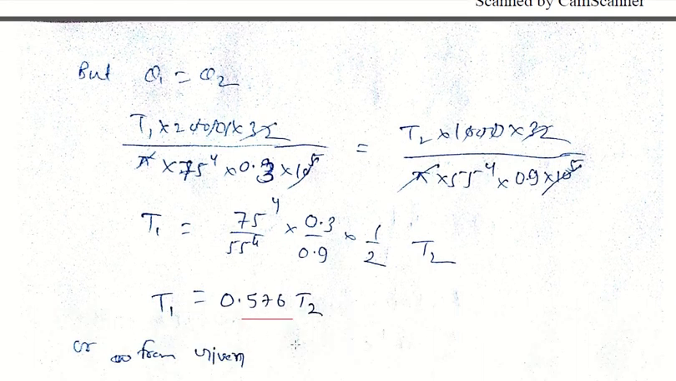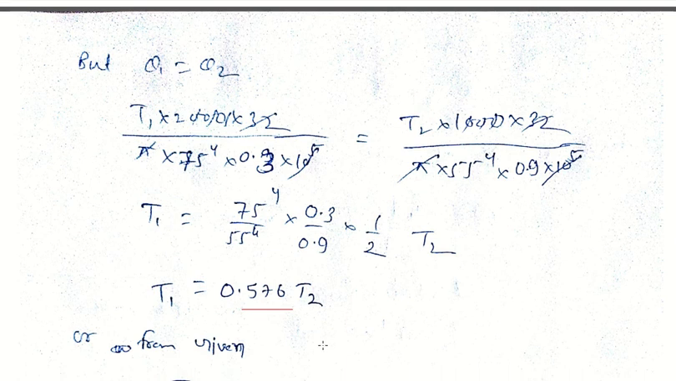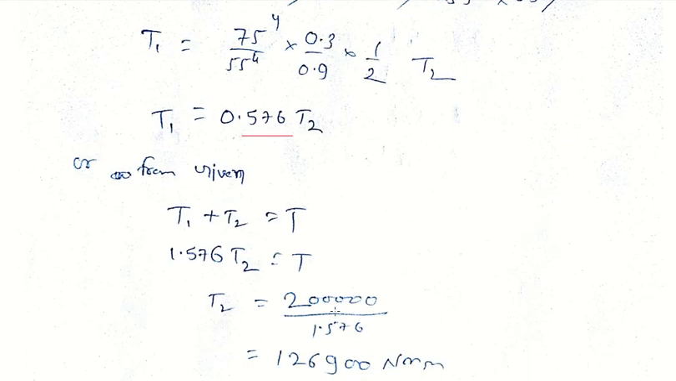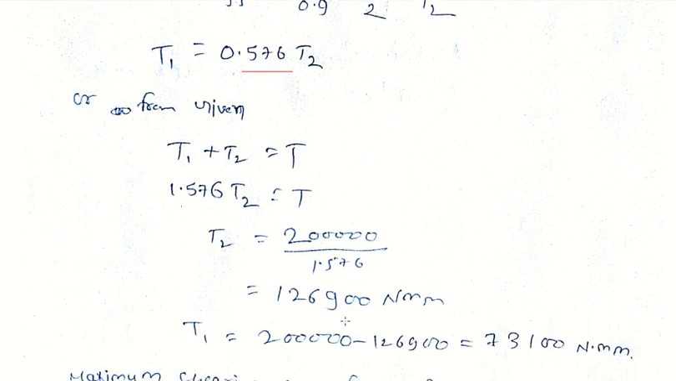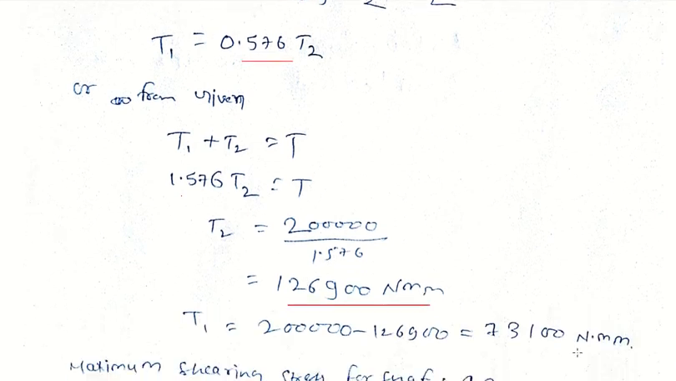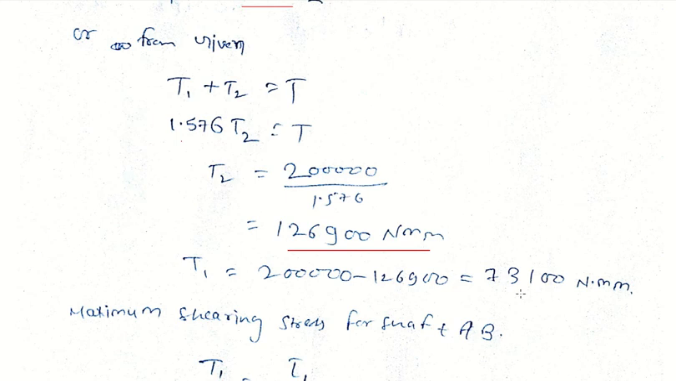Now from the question, the total torque T is 20,000 Newton centimeter. Here in mm, T1 plus T2 equals T. So put the value of T1. It will give the T2 value as 126,900 Newton mm and T1 as 73,100 Newton mm.